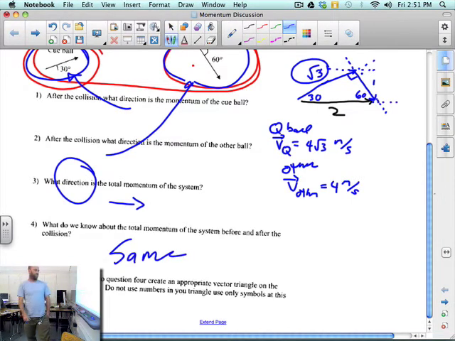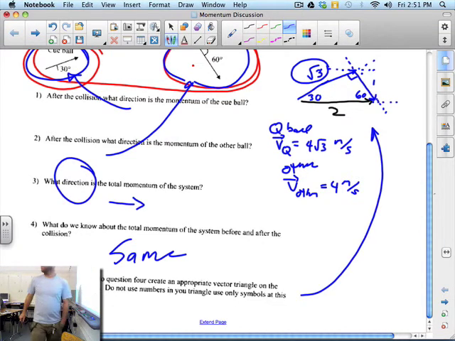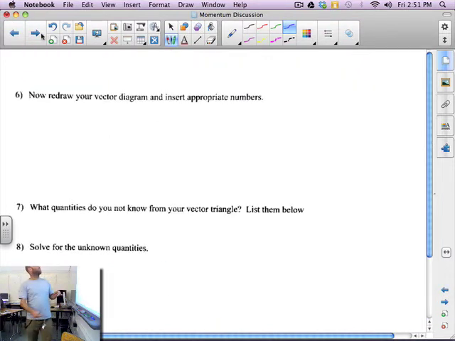Using your answer to question 4, create an appropriate vector triangle. Okay, didn't we just do that? So that's there. And then I'll go to the next page. Redraw with and insert appropriate numbers. Did we do that? Yeah. Okay. Did we?